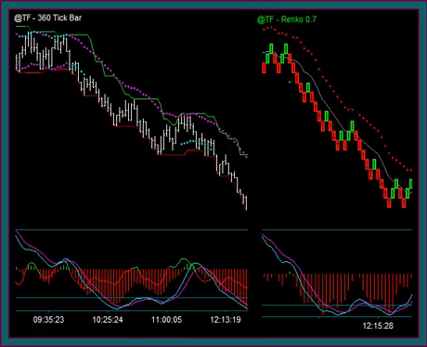So here's the chart, and you can see that it compares an E-mini Russell 360 tick chart with our regular method trading indicators to an E-mini Russell Renko chart with a 0.7 price brick size. The trading day is December the 3rd, and the swing starts right around 10 a.m. Central Time.